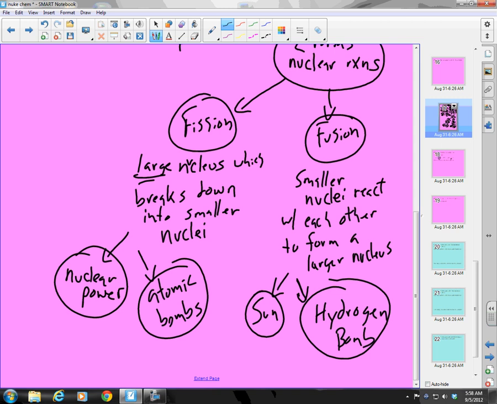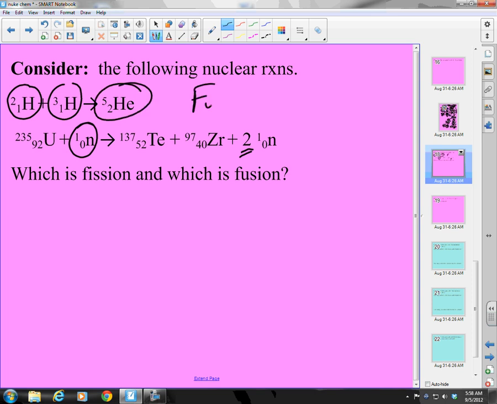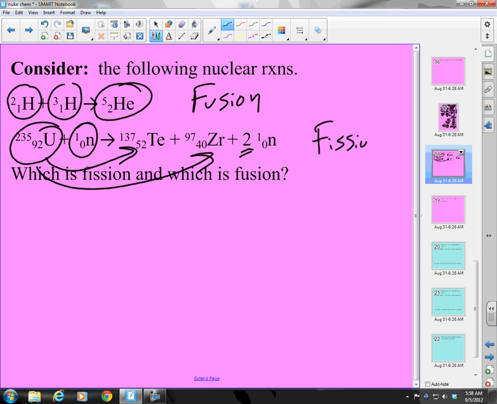Okay, so let's analyze our consider. So what do I have going on in the first case? I have deuterium and tritium, hydrogen 2 and 3. Those are smaller nuclei, and they make it bigger. So what happens when I have smaller making it bigger? That is fusion, right? Good. In this case, I have a big nucleus, and what happens? It forms two smaller nuclei. This would be fission, the breaking up of my nucleus.